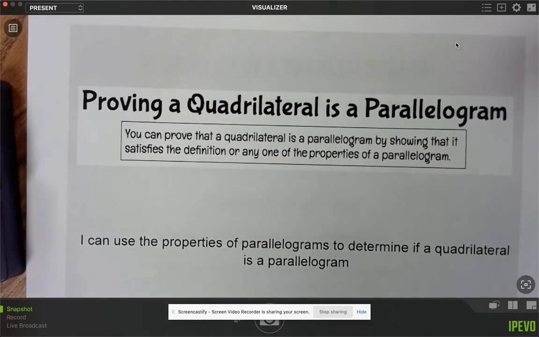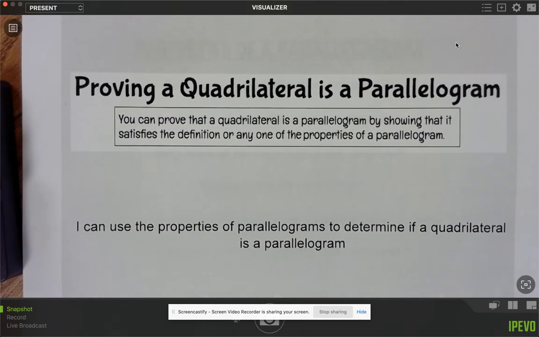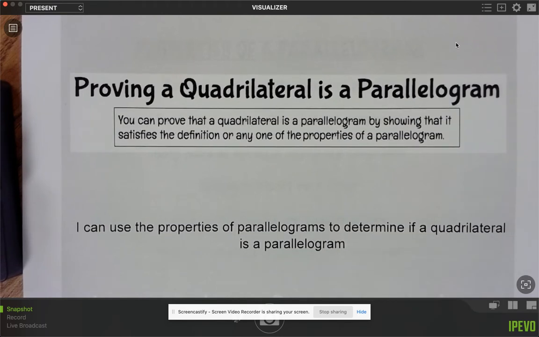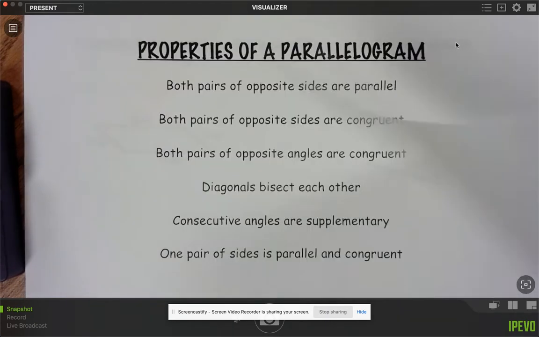Going nuts, you guys. Okay, our next lesson is proving a quadrilateral is a parallelogram. So let's break this down. Remember, a quadrilateral is a four-sided polygon, and we have to use one of the properties that we learned of a parallelogram to show that that quadrilateral is indeed a parallelogram. So as long as your four-sided figure satisfies one of our properties of a parallelogram, then it is indeed a parallelogram. So just a quick recap here.